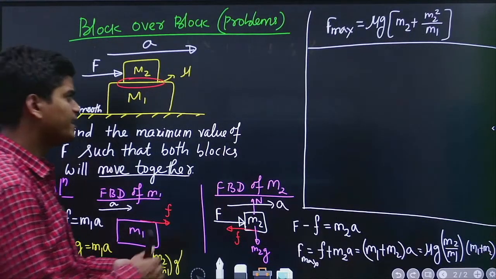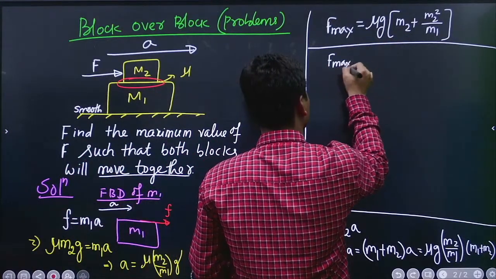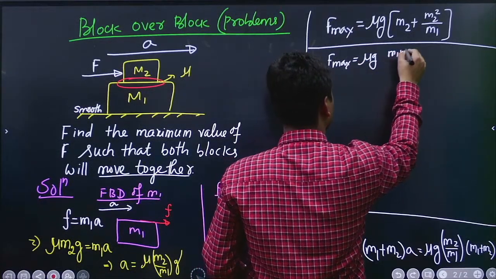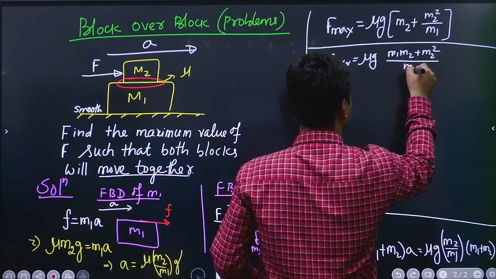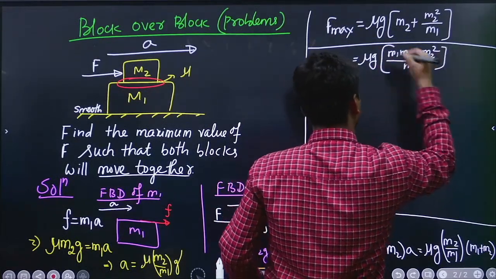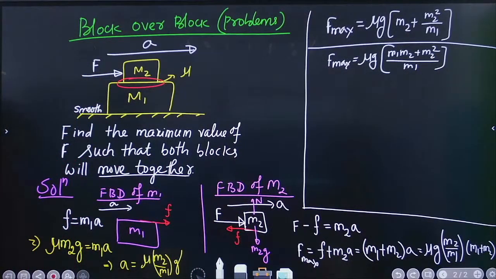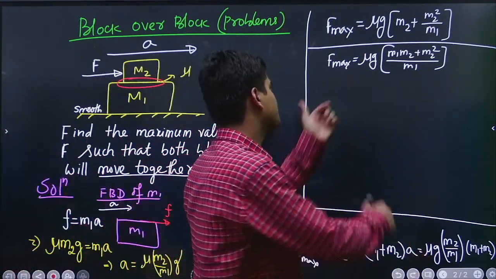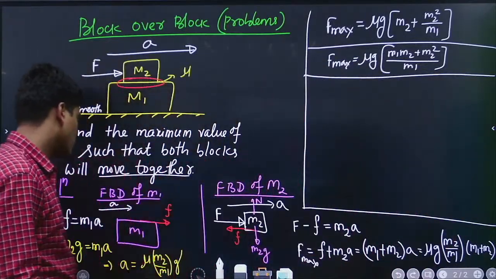Okay. Or if you want to modify this expression a little, you can modify also. F max equals how much? Mu G into M1 M2 plus M2 square divided by M1. So this also you can tell. F max. So either use this formula for F max or that formula, whichever you use. Okay, get it, answer. So what is the common acceleration?